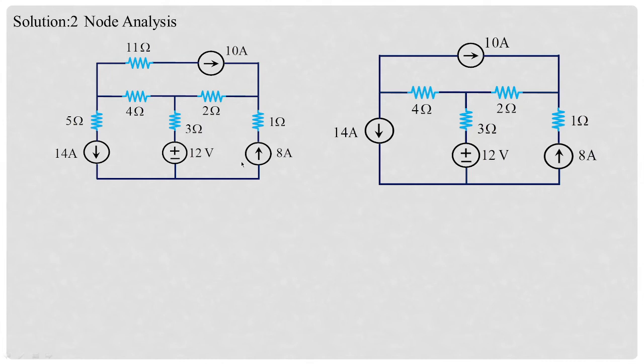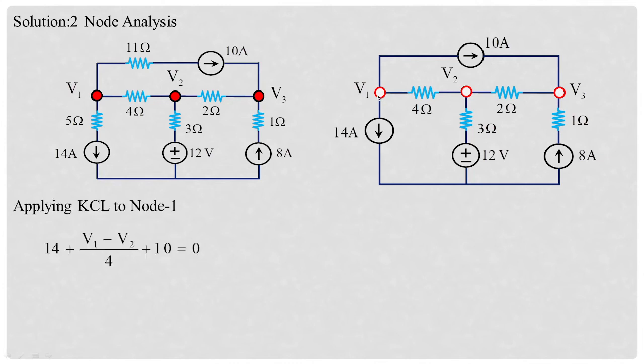In these two circuits I'll apply node voltages V1, V2, V3, treating a particular node to be acting at higher potential, applying KCL respectively for node 1, node 2, node 3. So for node 1, you can see 14 amperes is going away, 10 amperes is going away. So 14 plus (V1 minus V2) by 4 plus 10 equal to 0. With this, you can change the equation to a simplified equation and apply the same logic to node 2, applying KCL to the node 2.